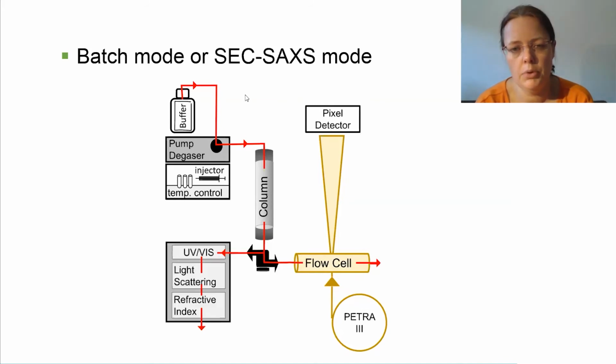So what we do in Hamburg, and also many of the American synchrotrons now offer this option, is that after the column, you actually split the eluent and you send some of that through the flow cell and the other part through an array of detectors that have the light scattering detector and a refractive index, differential refractometer, that also gives you additional information.